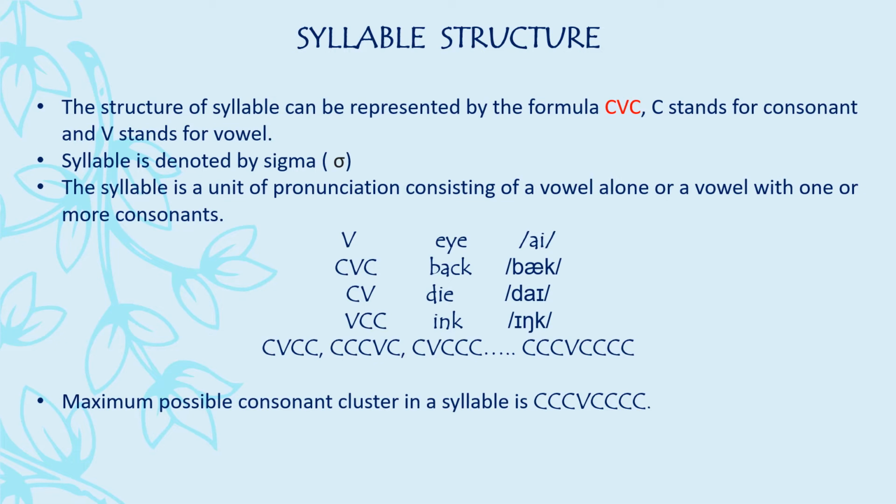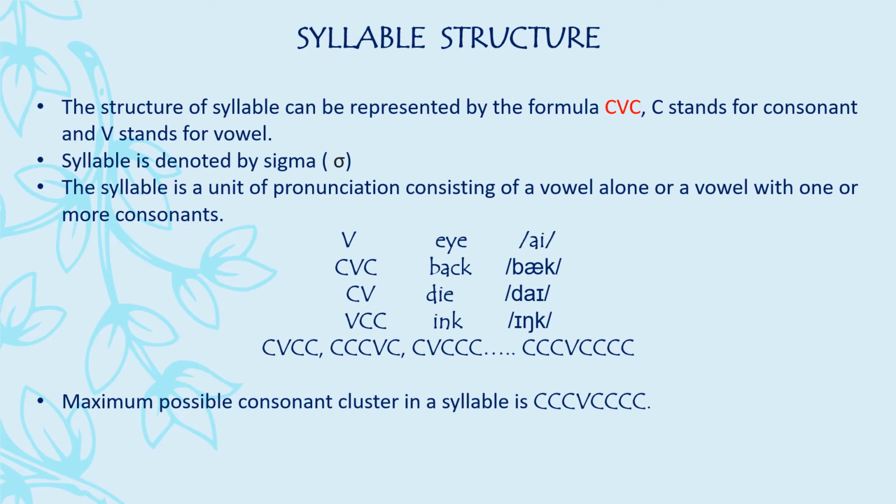And then in the next word we have CVC. In the word back we have b, that is a consonant, a, that is a vowel, and again k, that is a consonant. So the structure of this word is CVC. In the word die, we have the consonant D and then the diphthong or the vowel or the impure vowel I. So we can represent this word as CV.